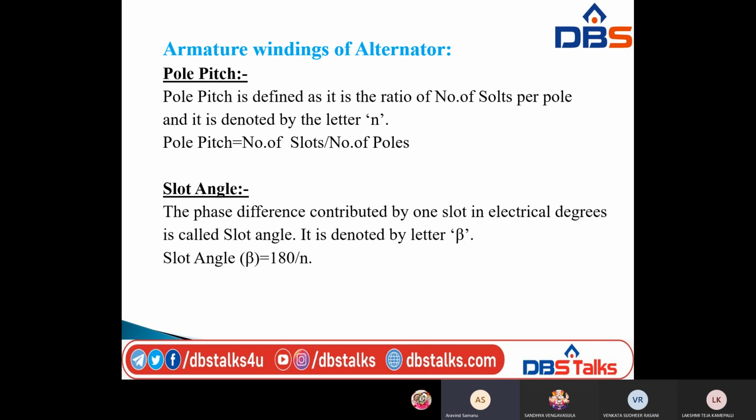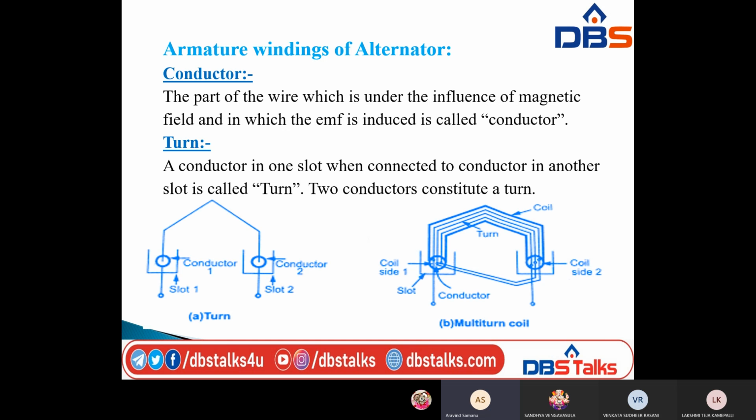So this is a multi-turn coil. If you observe this diagram, two slots are present. Here I am taking conductors: this is conductor 1, this is conductor 2. Here we have only one turn, but in this diagram we have so many turns. So a coil means a number of turns. The number of turns grouped together is called a multi-turn coil.